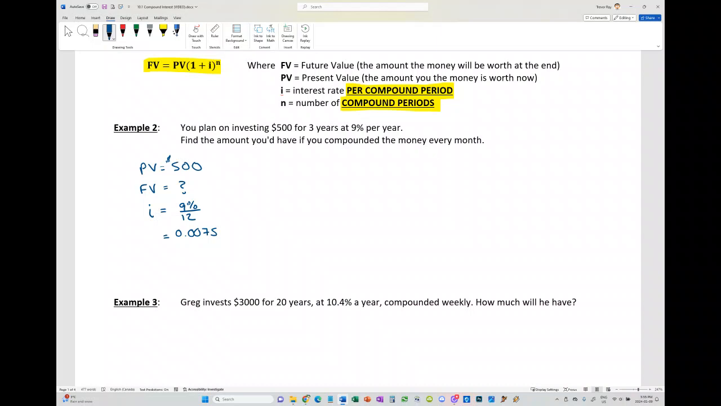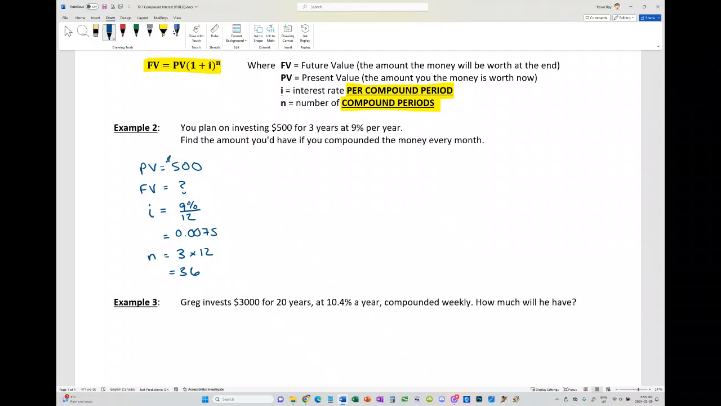Okay, and then n is the number of compound periods. And really what this is saying is how many months are there, since the month is the compound period, how many months are there in 3 years? Well, that's just going to be 3 times 12, which is 36.